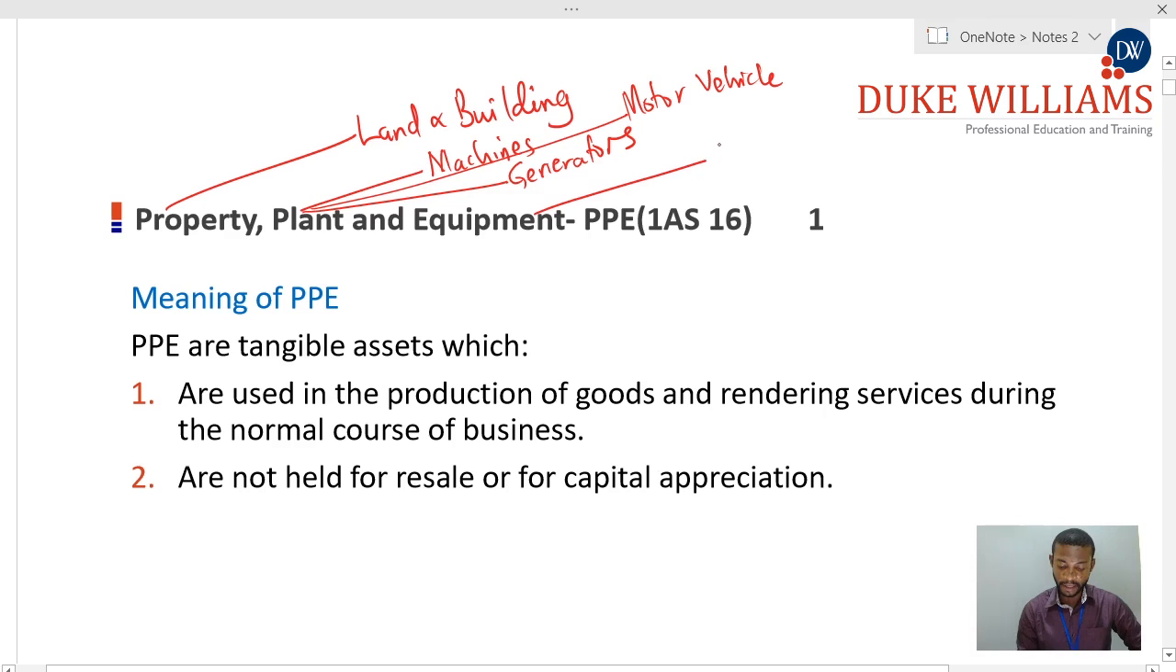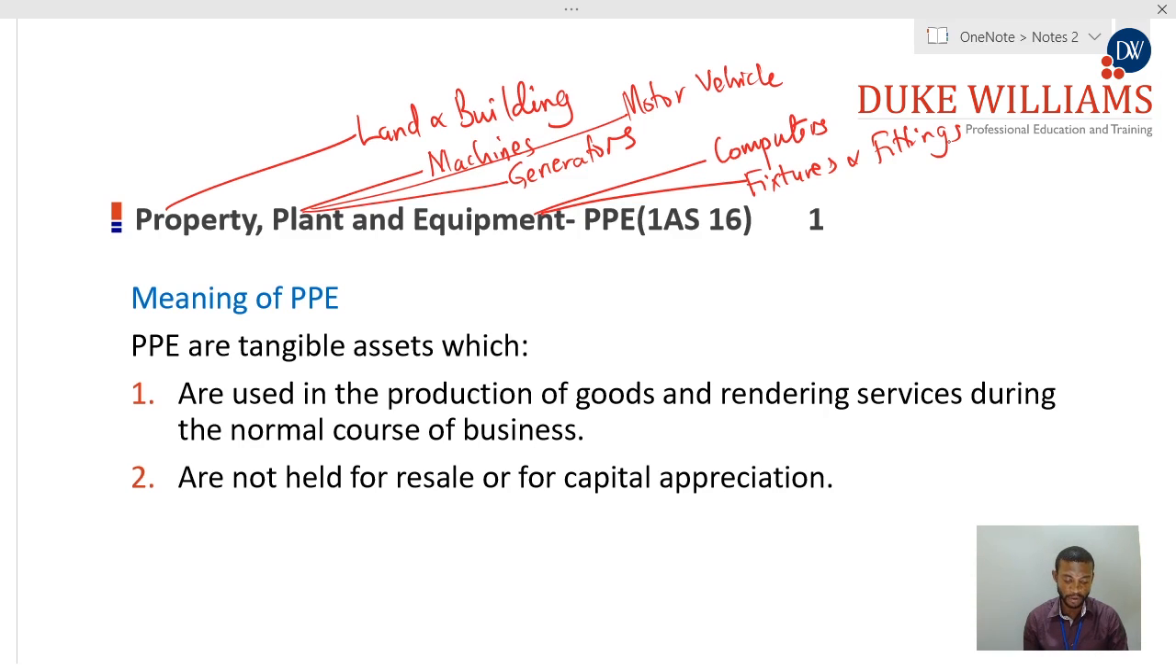Equipment, you could mean computers, office computers, desktop, laptops, accessories. Equipment could also mean other fixtures and fittings. You could have fixtures and fittings. Now, all these are examples of property, plant and equipment. So let's take note. Now, let's get down to the details of property, plant and equipment under IAS 16.